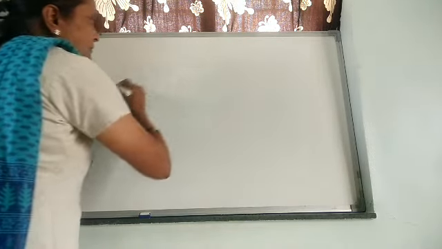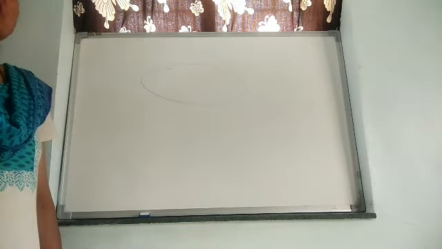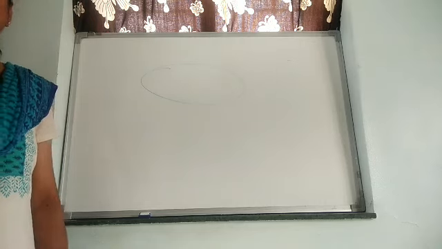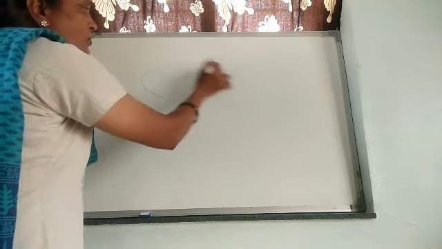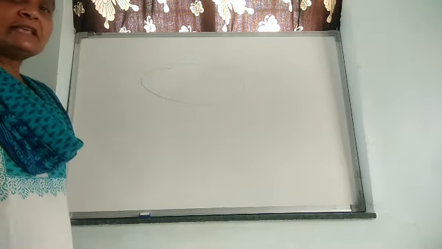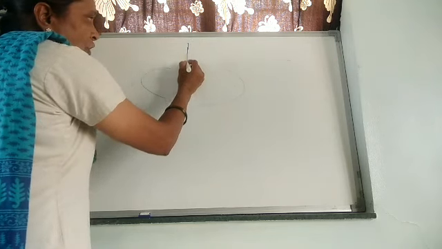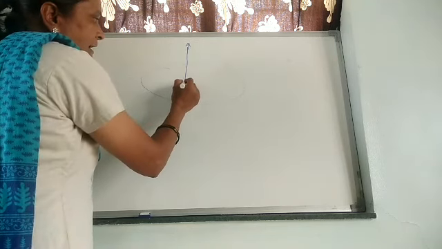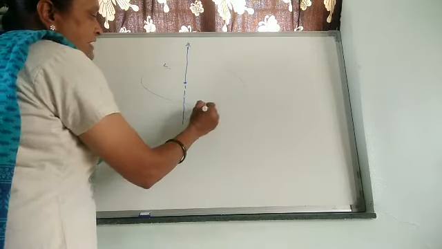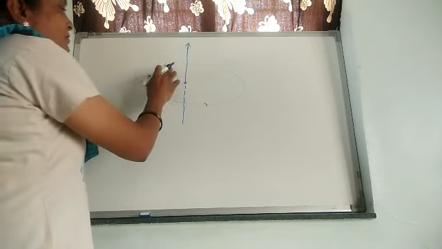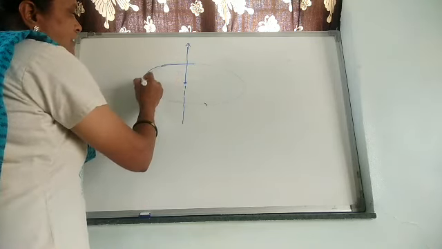Suppose this is the ring. An object is said to be a ring when the mass is situated uniformly on the circumference of a circle. Here we have considered a ring. The axis of rotation of this ring passes through its center and is perpendicular to its plane. The ring rotates about this axis of rotation. We want to find the moment of inertia of such a ring.